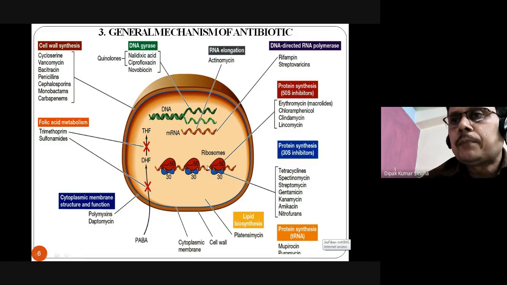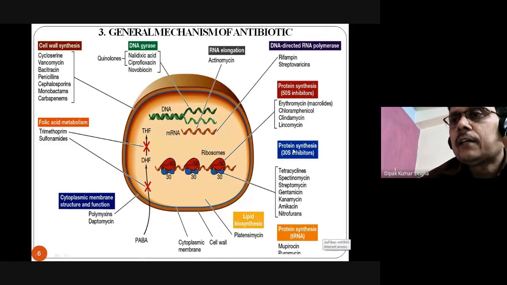The 50S and 30S subunits synthesize the protein, but how is the synthesis of protein prevented? Which antibiotic binds with the 30S and which binds with the 50S, how does it bind, and how does it inhibit protein synthesis, step by step? In the case of 50S, generally erythromycin, which is a macrolide group antibiotic, chloramphenicol, clindamycin, and lincomycin are the antibiotics that bind directly with the 50S, but how they act, I will discuss later.